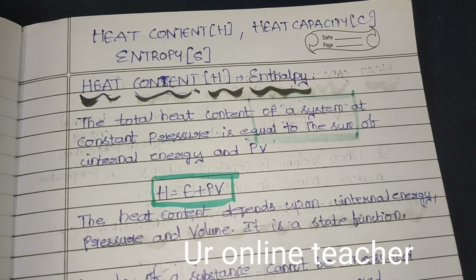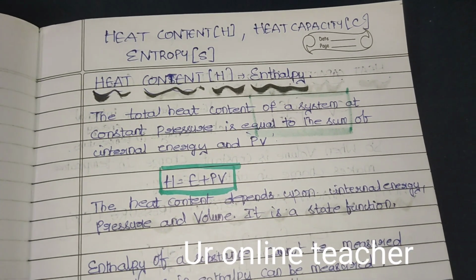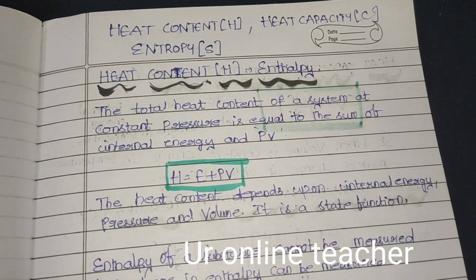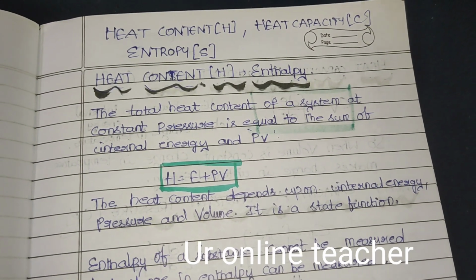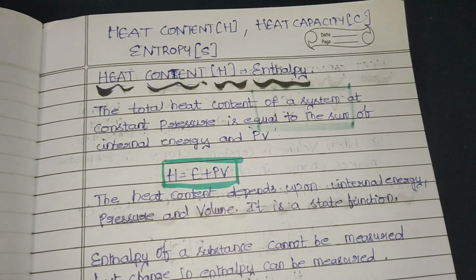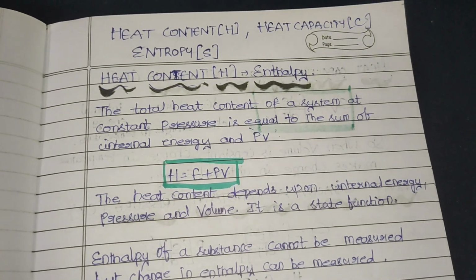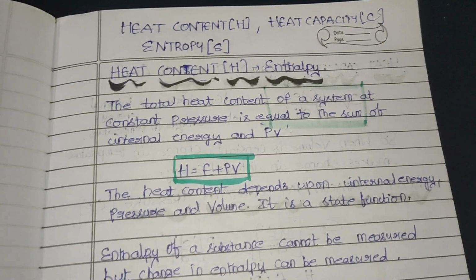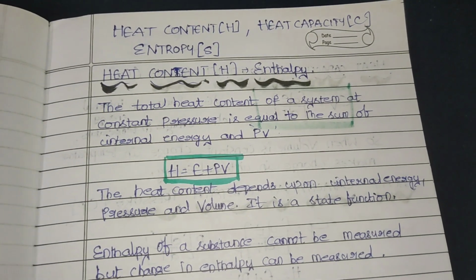Hi students, today I am going to explain what is heat content H. It is also called enthalpy, heat capacity C and entropy S. So these three concepts we'll see now. What is enthalpy or heat content?